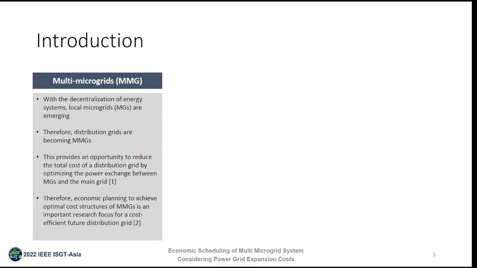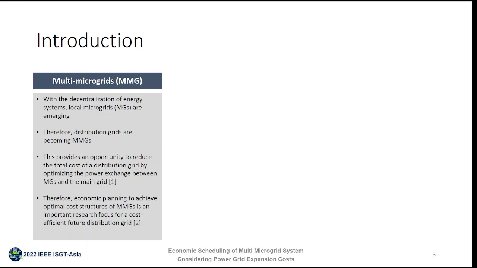Many energy systems around the world are currently undergoing a transformation from centralized to decentralized energy systems. Therefore, so-called multi-microgrids are created from existing distribution grids. In these systems, the focus is not only on the economic operation of individual microgrids, but also on the power flows between the microgrids and the superordinate grid.